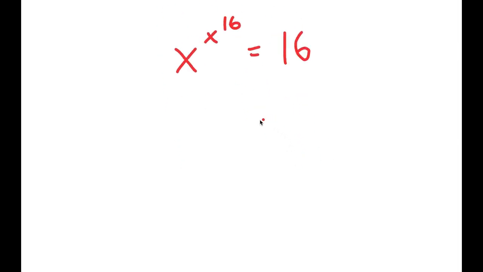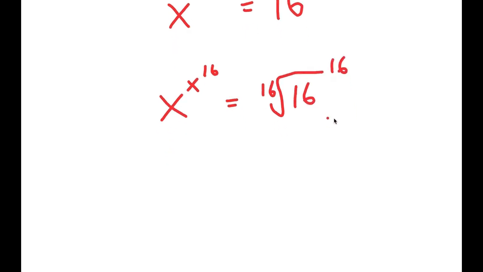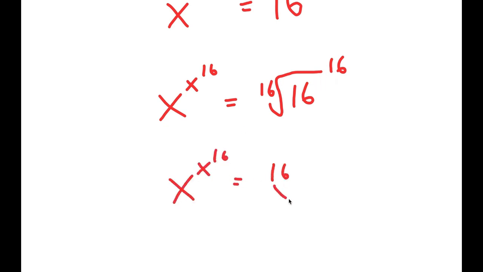Now from here, I'm going to write 16 as the 16th root of 16 to the power of 16. And this is the same thing as the 16th root of 16 to the power of the 16th root of 16, to the power of 16, because 16 is the same thing as the 16th root of 16 to the power of 16 to the power of 16.